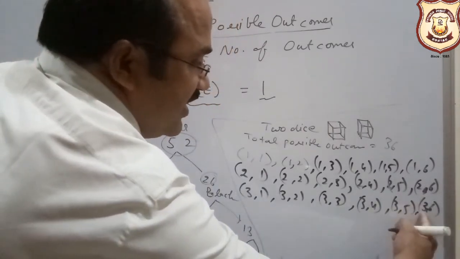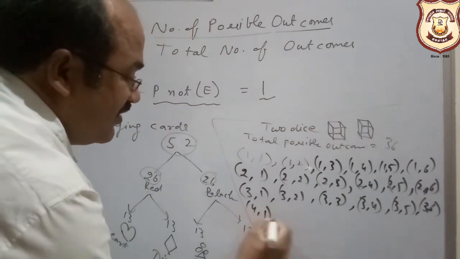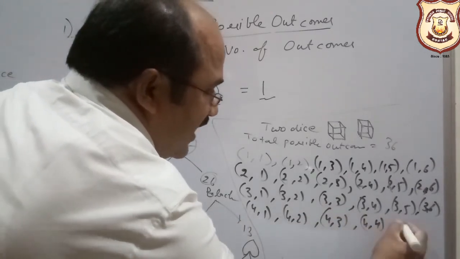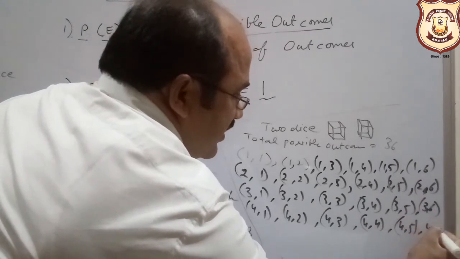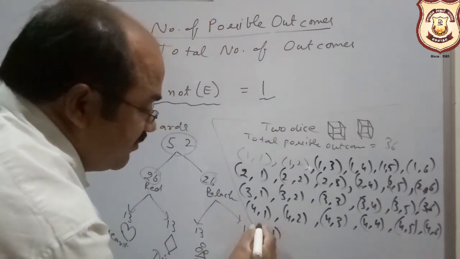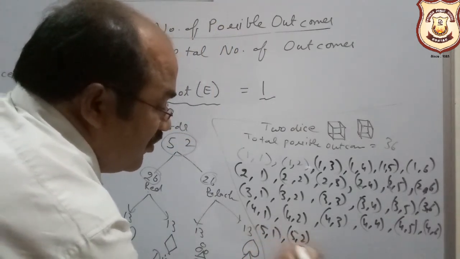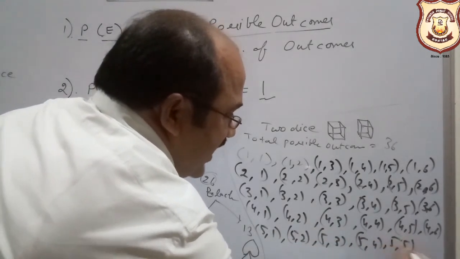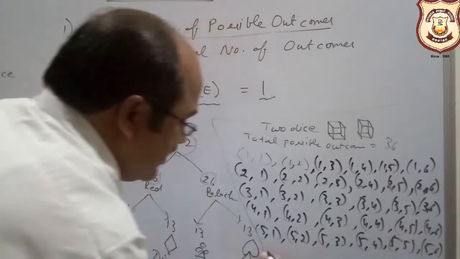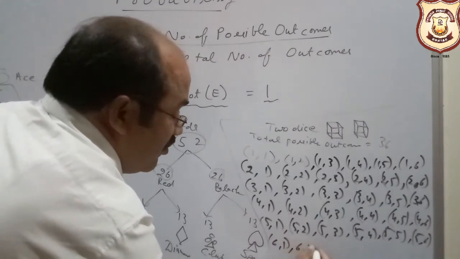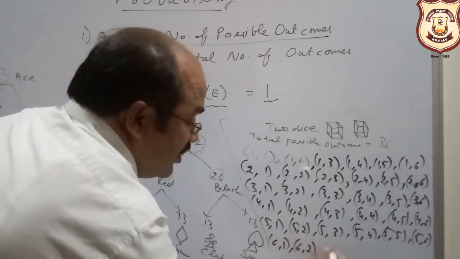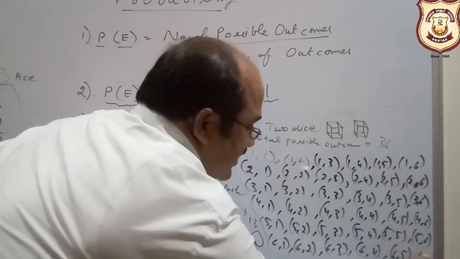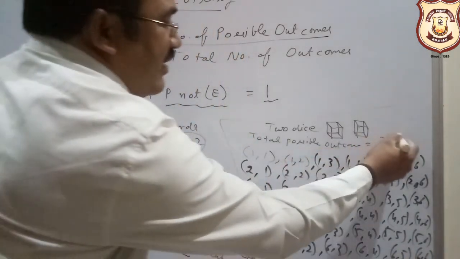Meaning on the first die is 3, second die is 6. Then (4,1), (4,2), (4,3), (4,4), (4,5), (4,6). Then (5,1): on the first die is 5, second die is 1, (5,2), (5,3), (5,4), (5,5), (5,6). Then (6,1), (6,2): on the first die is 6, second die is 2, (6,3), (6,4), (6,5), (6,6). So students, total outcomes become 36.